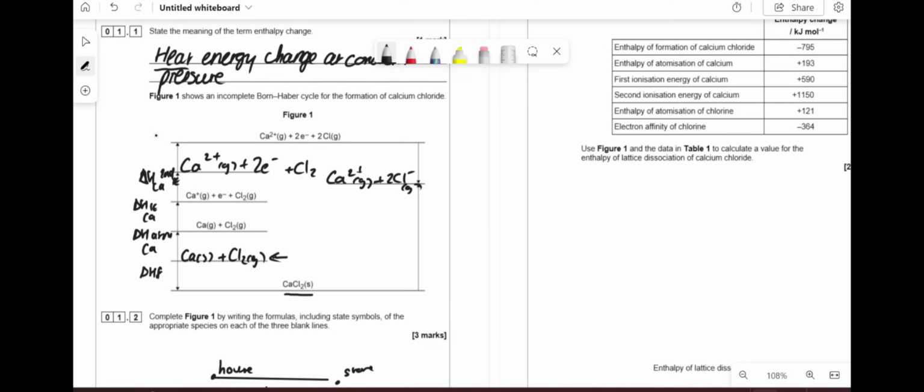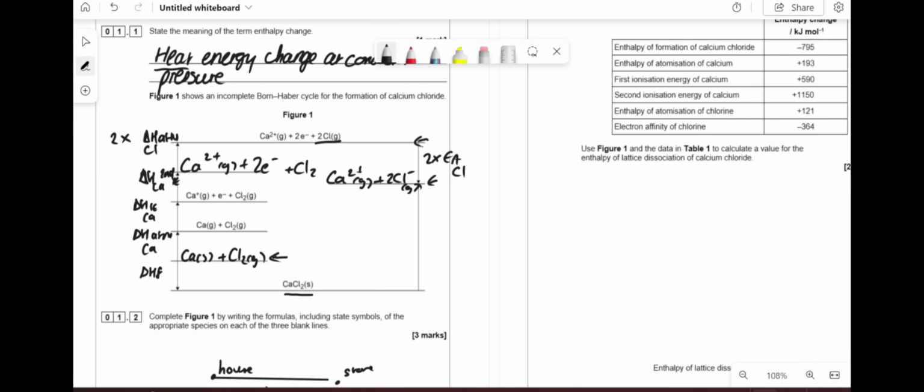All right. And then we've atomized chlorine. However, the definition of enthalpy of atomization of an element is where you make 1 mole of gaseous atoms from an element in its standard state. There are 2 moles of gaseous atoms in Cl2, so there's actually 2 times that. And then from this step to this step, we've got electron affinity, but there's 2 chlorine, so there's going to be 2 times the electron affinity of chlorine.